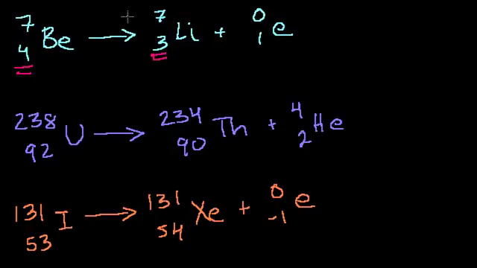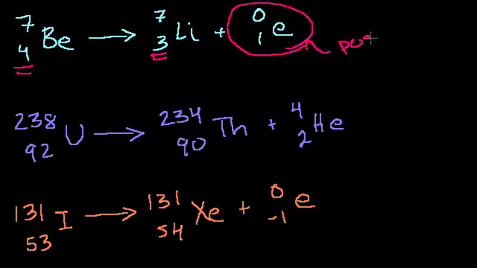My overall mass hasn't changed, so it's definitely not alpha decay. Alpha decay was, you're releasing a whole helium from the nucleus. So what am I releasing? I'm kind of releasing one positive charge, or I'm releasing a positron. And actually, it's here in this equation. This is a positron. So this type of decay of 7 beryllium to 7 lithium is positron emission.